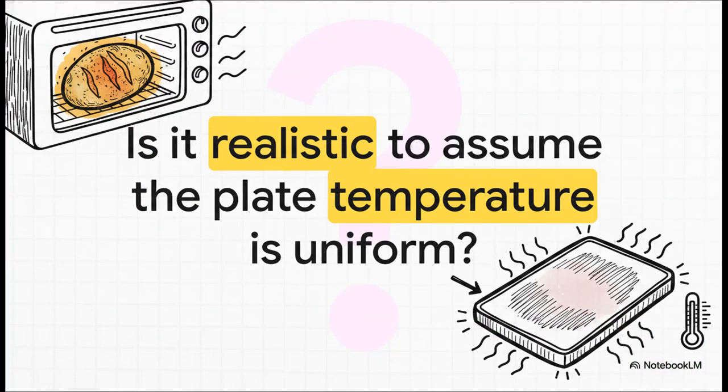Remember that bonus question we had at the start? We just went ahead and assumed the entire plate, all half a centimeter of it, was at the exact same temperature at all times. But think about baking a potato in the oven. The outside gets hot way before the inside does, right? So, was our assumption for the iron actually any good?